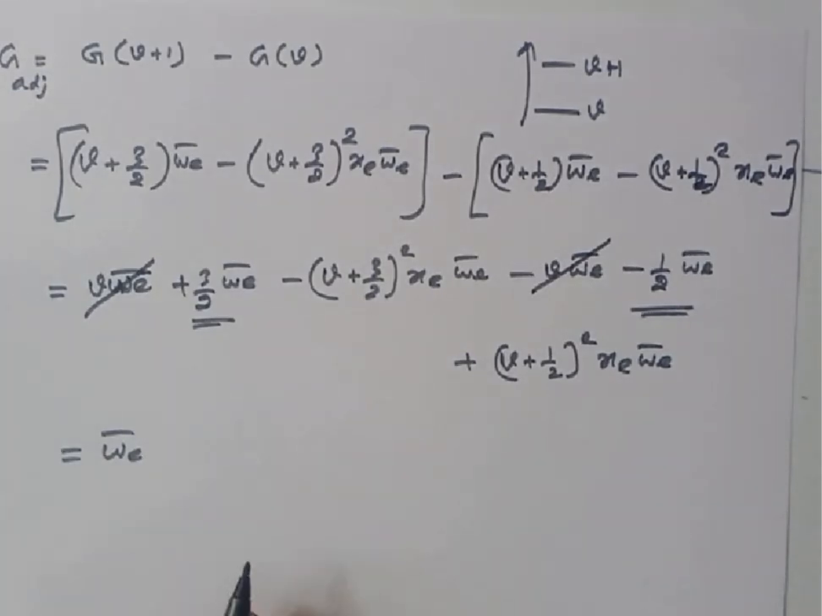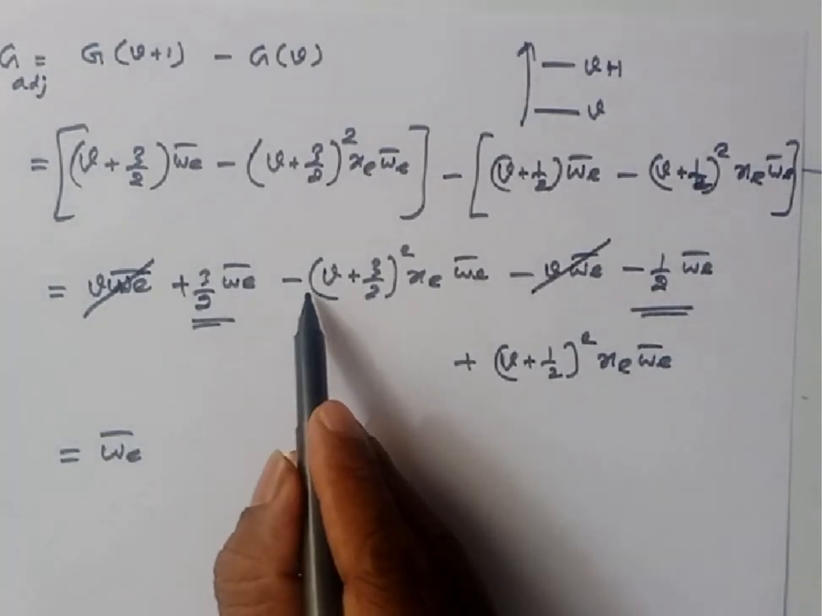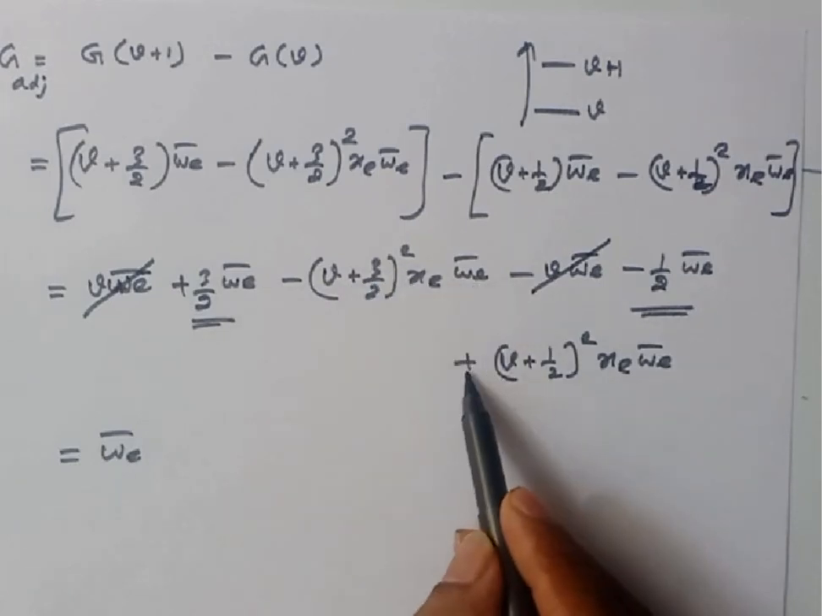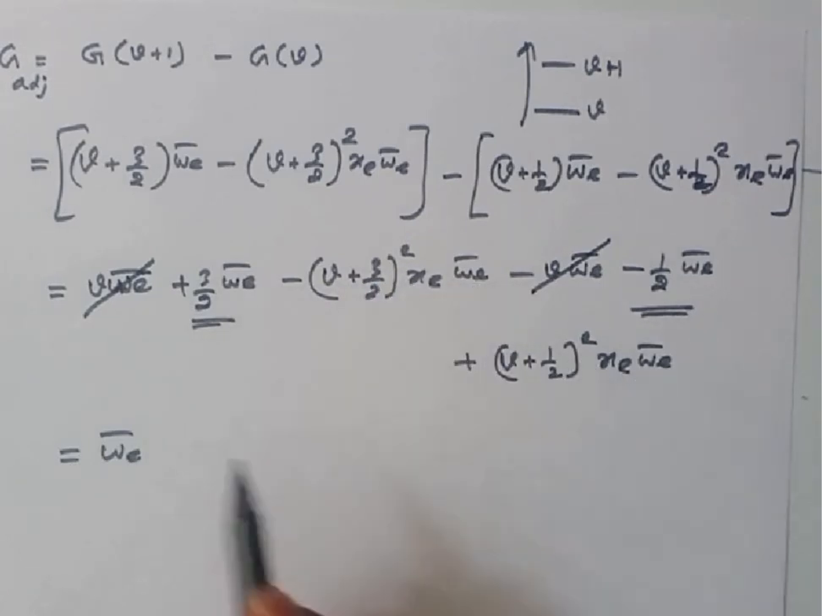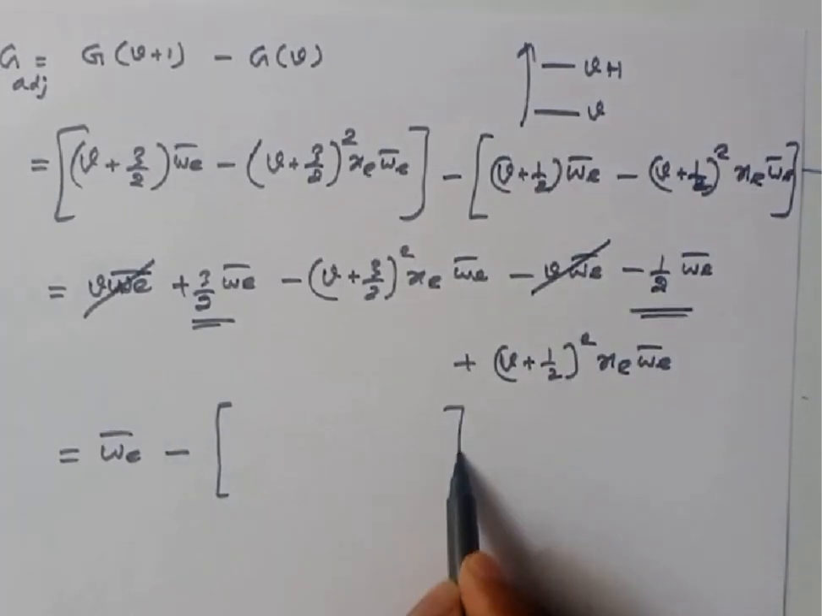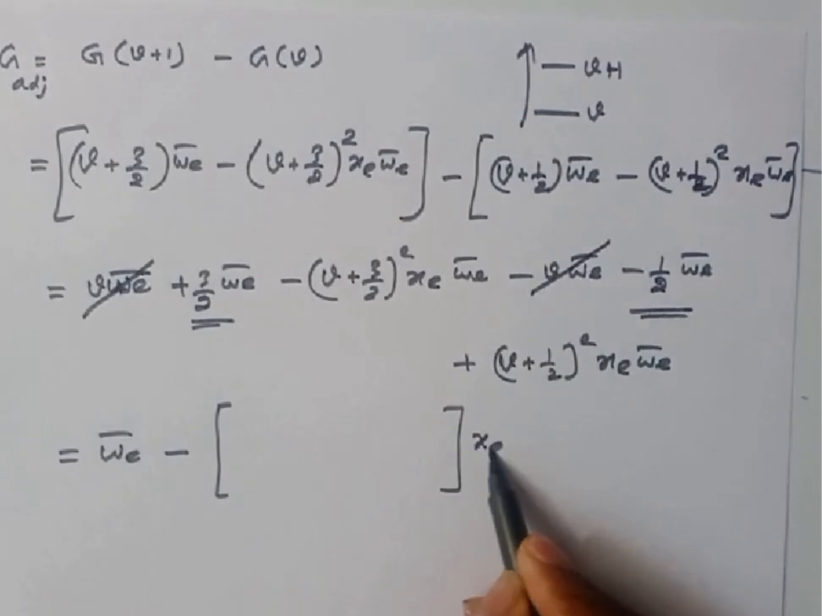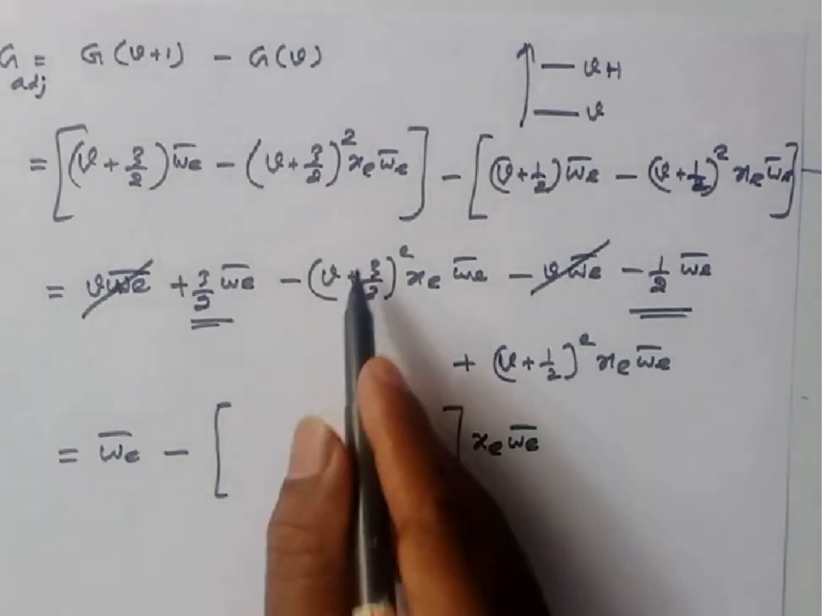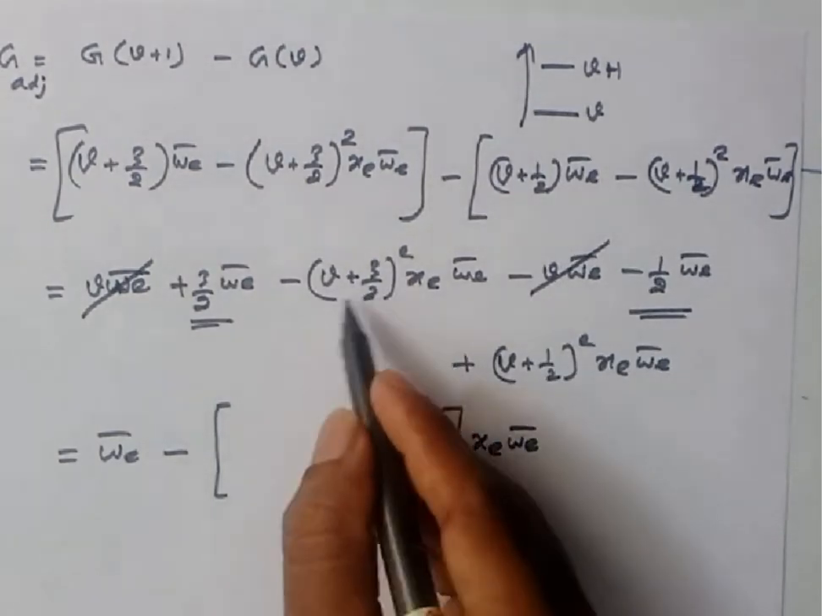Okay, I'll get omega E bar. Then here we have minus (V plus 3 by 2) whole square Xc omega E bar, plus (V plus 3 by 2) whole square Xc omega E bar. I'll take minus as common. Students, observe carefully. I'll take Xc omega E bar as common and keep it on the right hand side. And what is left with? Here we have (V plus 3 by 2) whole square.